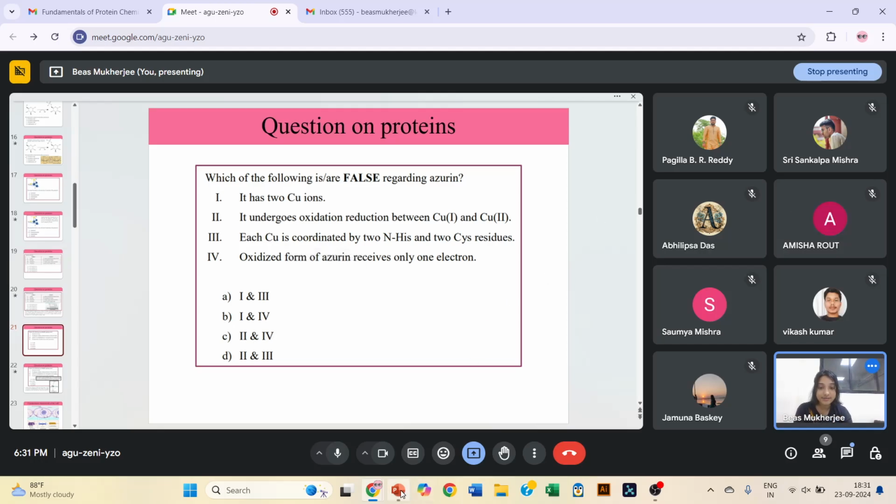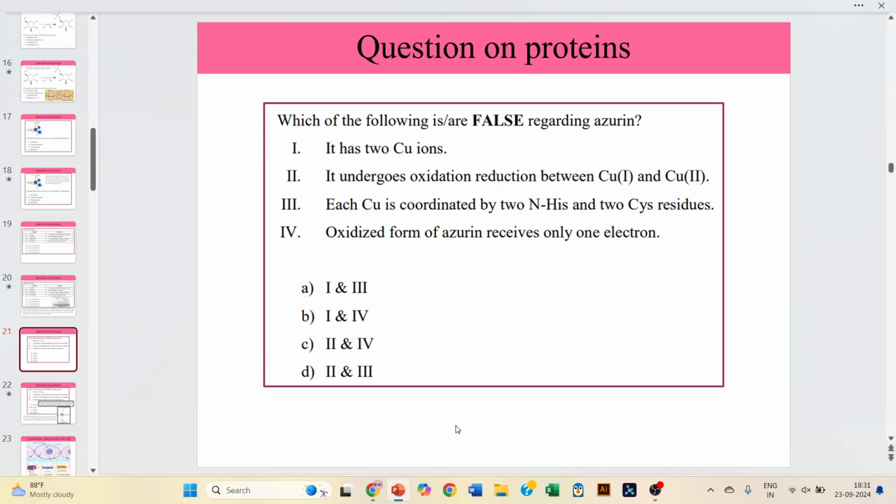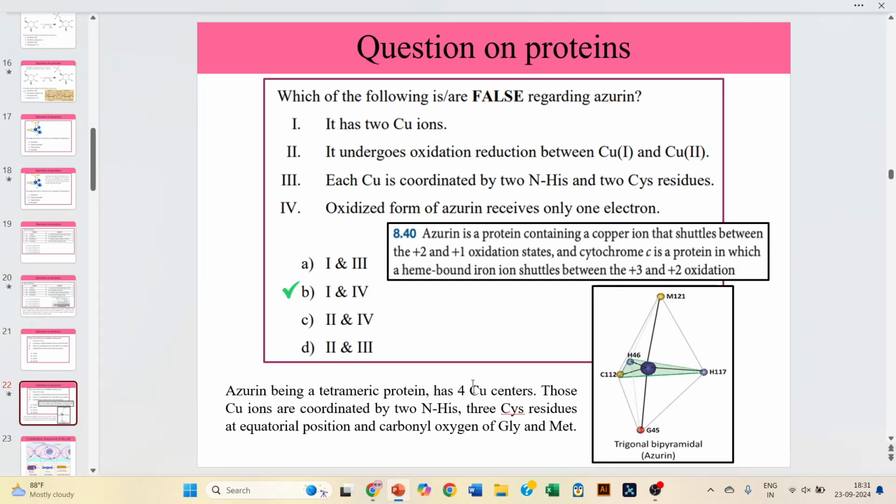Okay, let's see if D is the wrong answer. Now, the wrong ones are actually 1 and 4. These are wrong. Okay, so these are false. Why is that so? Because if you look into the geometry of azurin, you will see that this is a tetrameric protein. So tetrameric protein, it has 4 different subunits and there are 4 Cu centers.